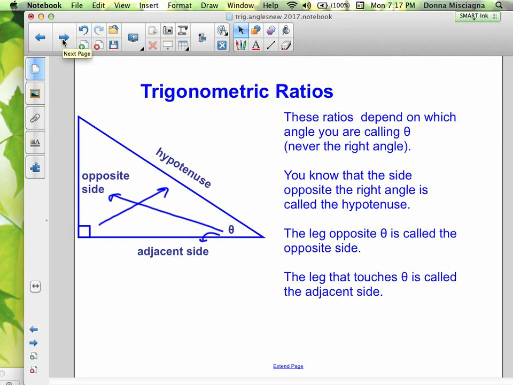So the ratios depend on which angle you are calling theta. Theta will never be the right angle. It has to be one of the acute angles. So it's always one of the acute angles.